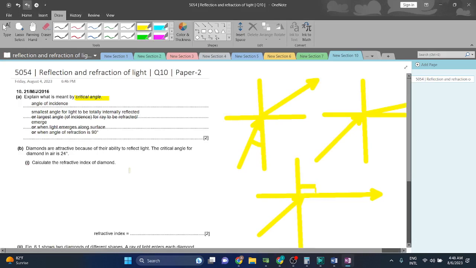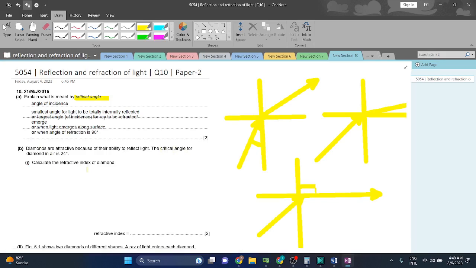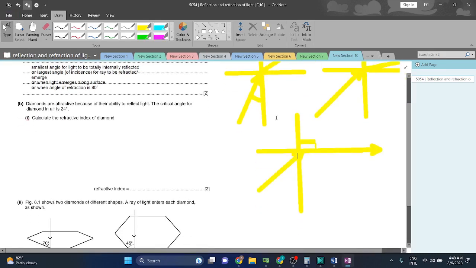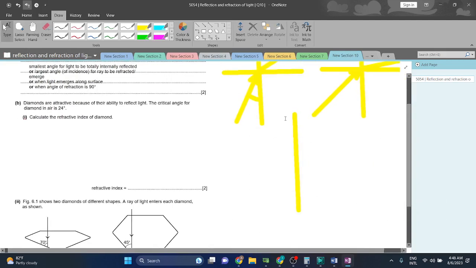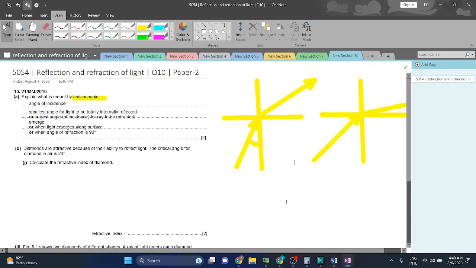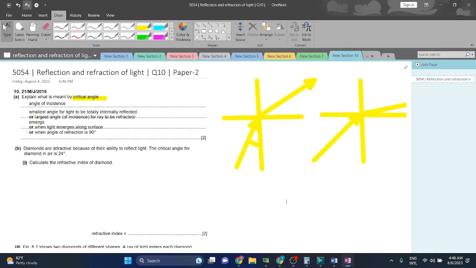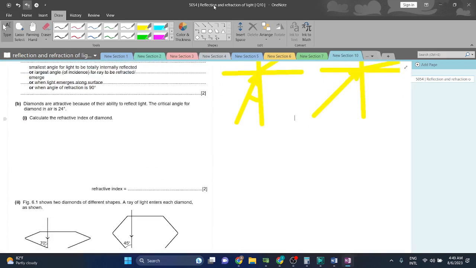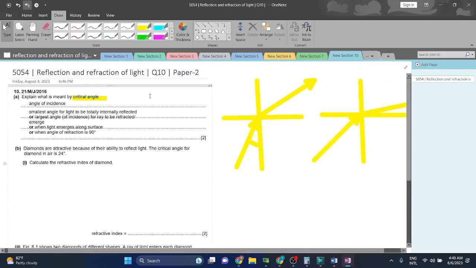Diamonds are attractive because of their ability to reflect light. The critical angle for diamond in air is 24. आपने कभी अगर diamond देखा हो तो आप देखते होंगे कि it is very sparkly, it is very shiny. It's because of the ability of the diamond to reflect. That is why कुछ cuts होते हैं diamonds के which are more expensive and कुछ cuts होते हैं that are less expensive, right? It depends on how big the diamond is and what the purity is, but eventually it all boils down to how good the diamond is cut. You can even make a bad diamond look good if it is cut correctly.